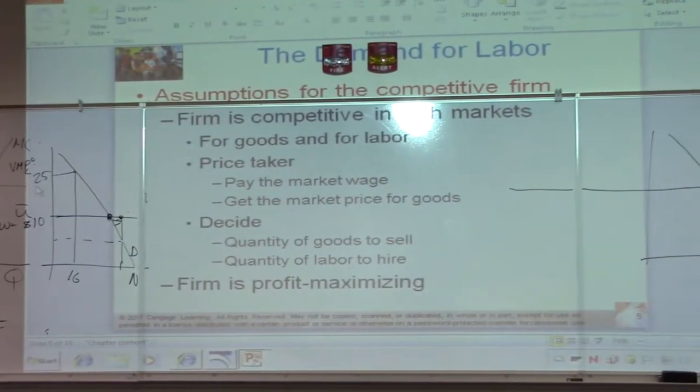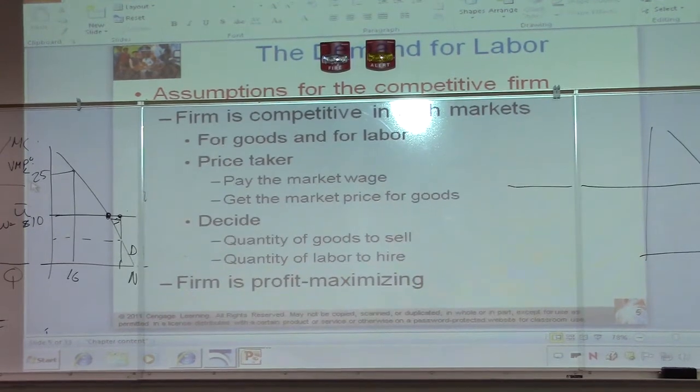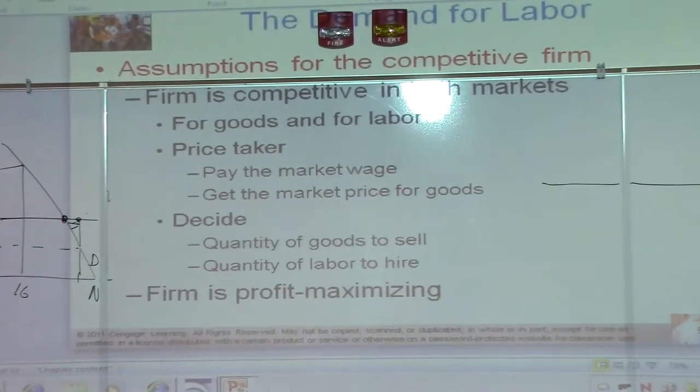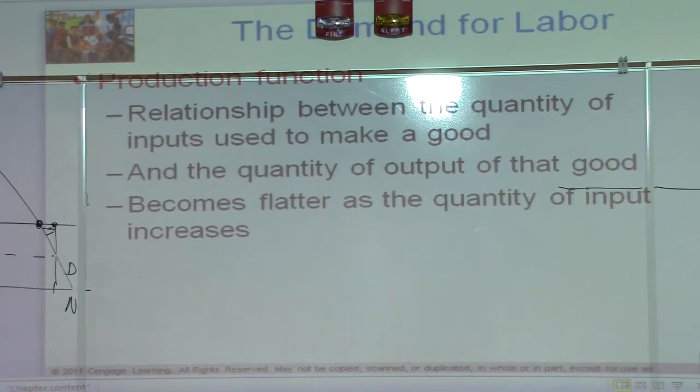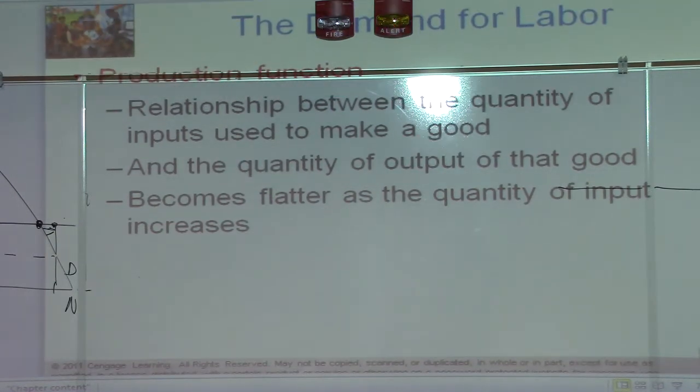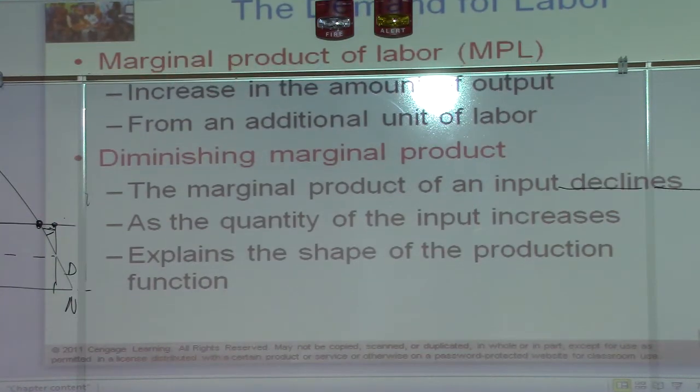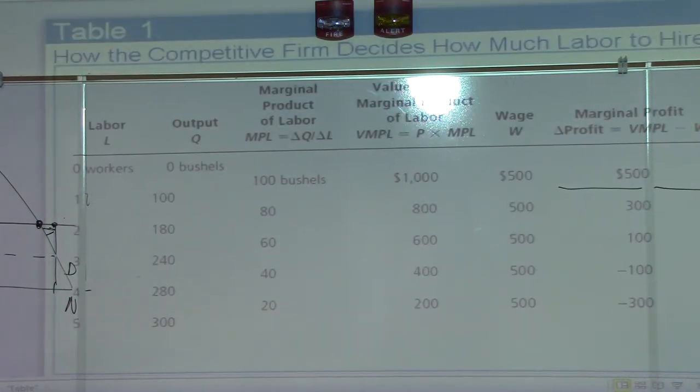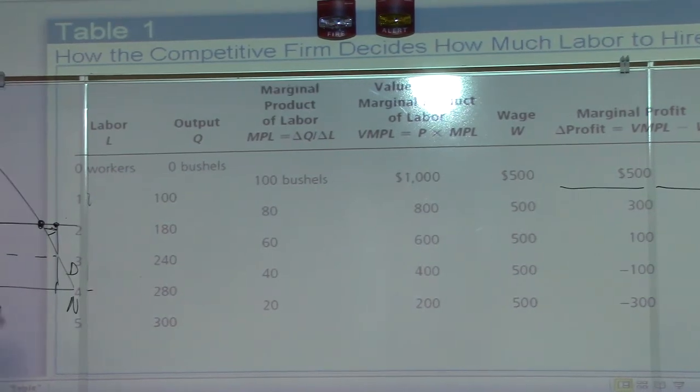Okay? So the decision is what's the quantity of apples picked, and what is the quantity of apple pickers that he's going to hire that maximizes profits. Now remember, both decisions on Q and the amount of labor N reflect the production function relationship, which is a relationship between the quantity of inputs used to make an output and the quantity of that output of that good. Okay? The production function is, for this example, reflected in these data in the first two columns.